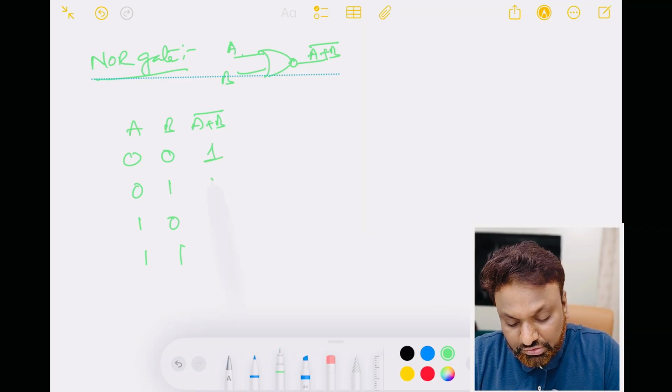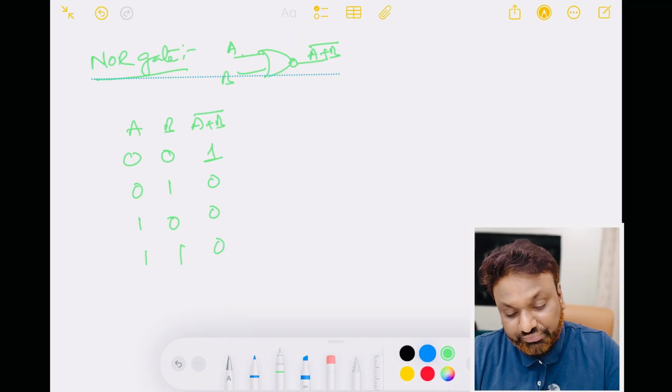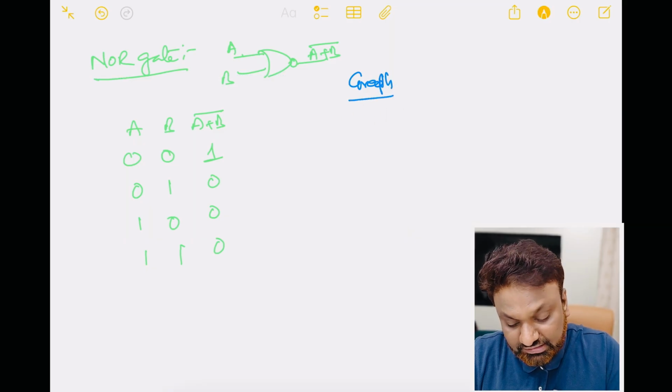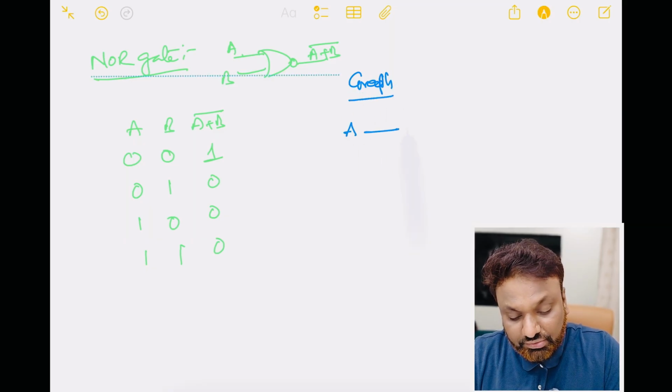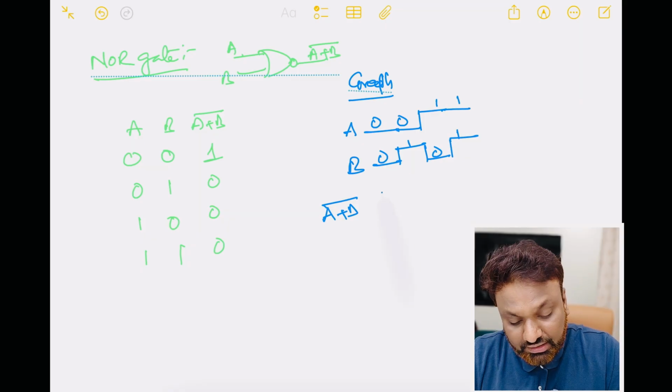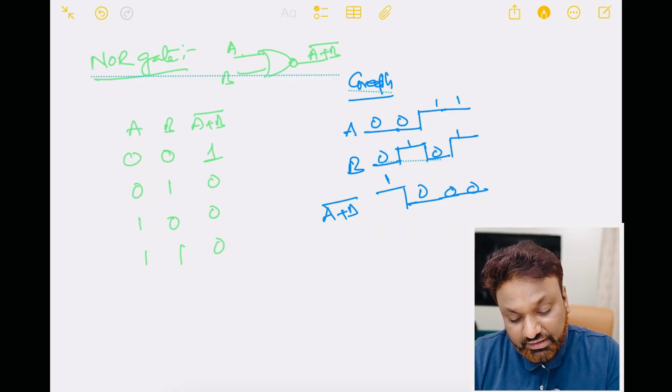So for the rest of the inputs 0 1, 1 0, and 1 1, the outputs will be equal to 0. Okay, so the graph of the NOR gate is like this: A is 0 0 1 1, B is 0 1 0 1. So the output will be equal to (A plus B) whole bar, that will be equal to 1 0 0 0. Okay, 1 0 0 0. This is the graph, right?